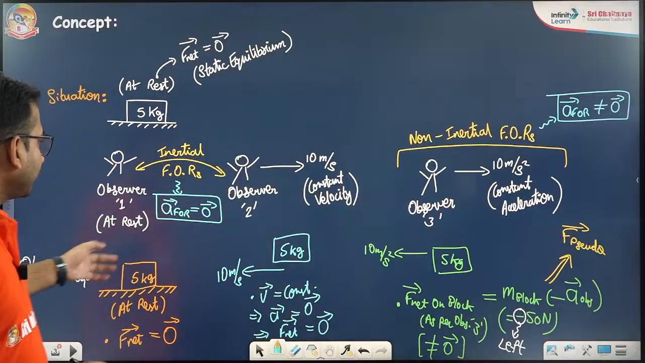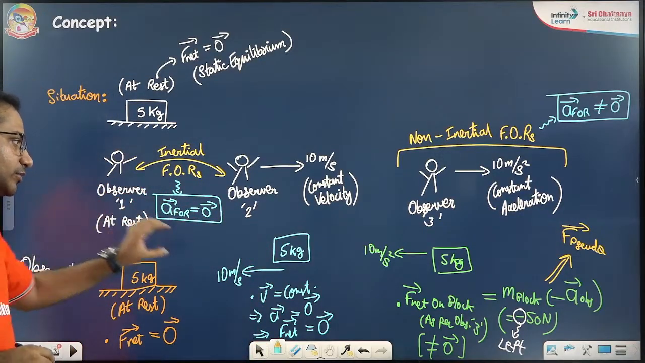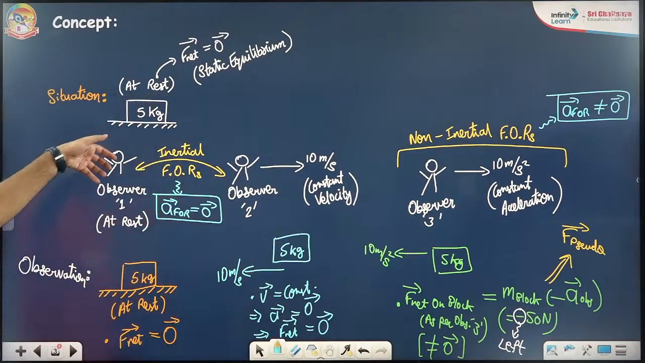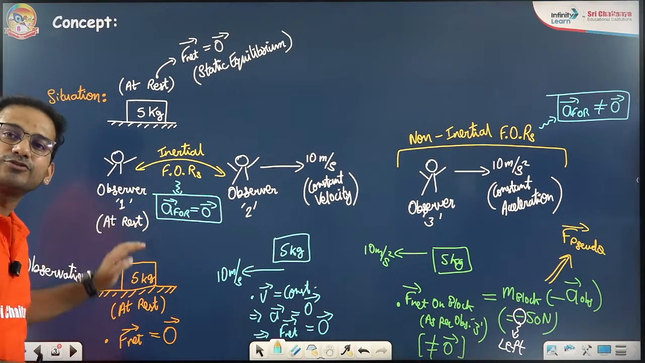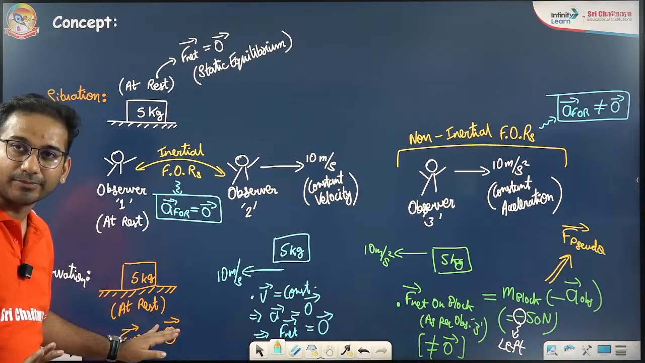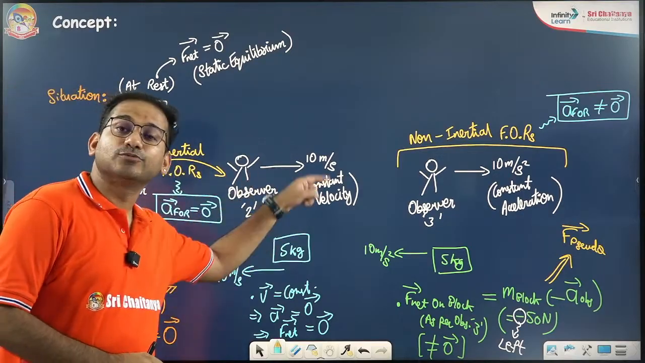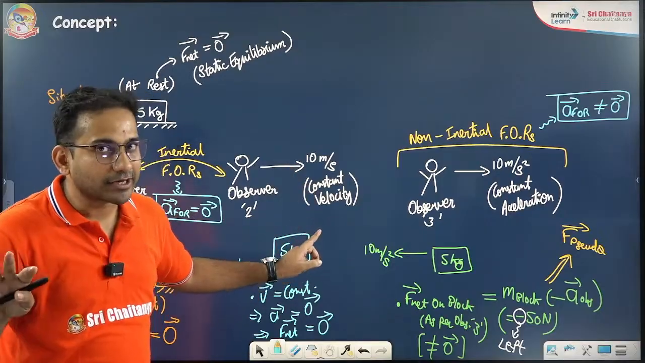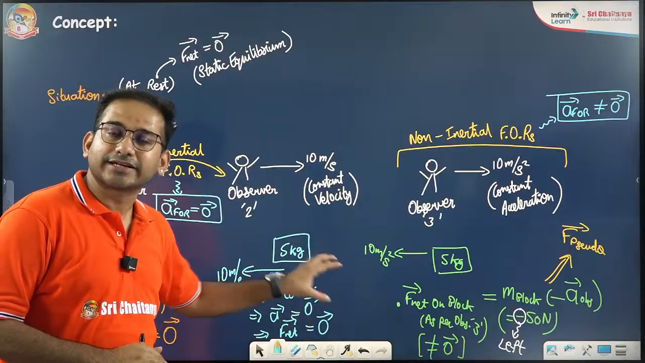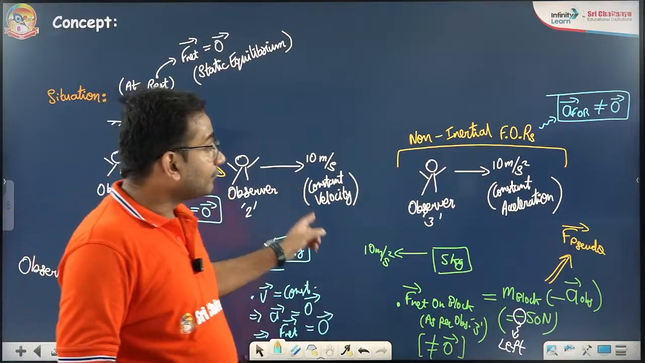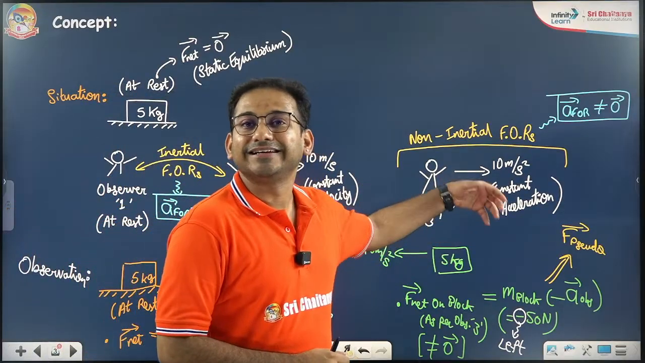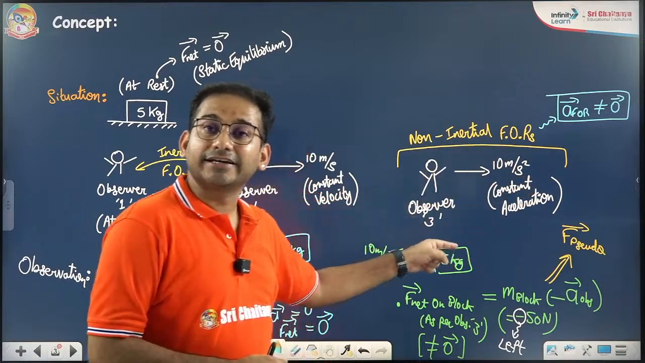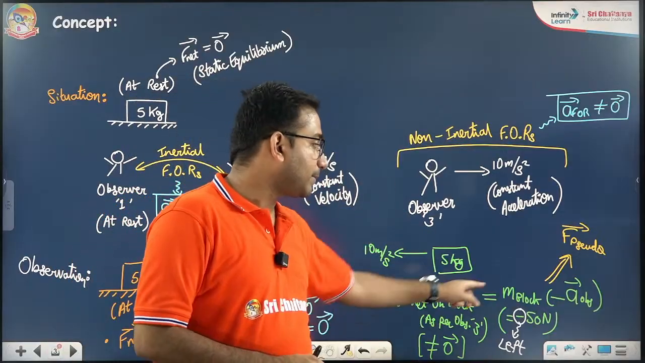Whenever the observer is at rest, there is no pseudo force, and Newton's second law can be applied directly. Whenever the observer is moving with a uniform velocity in any direction, there is also no requirement of pseudo force, and Newton's second law can be directly applied. But for an accelerated observer, technically called a non-inertial frame of reference, we must apply a pseudo force.